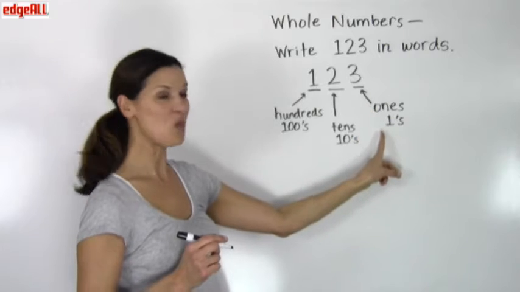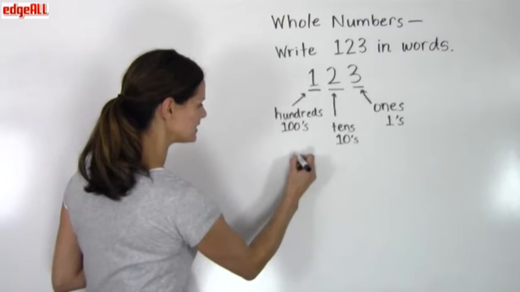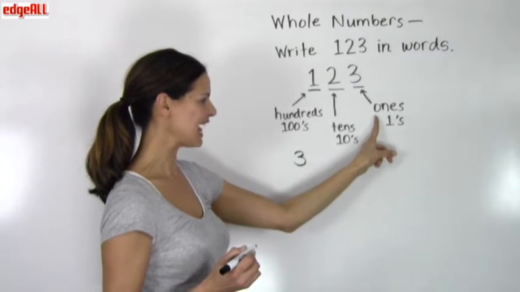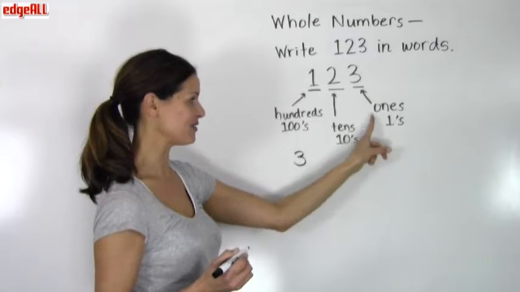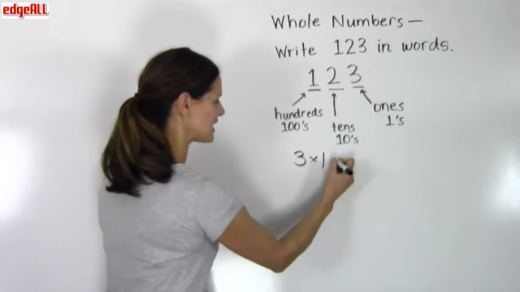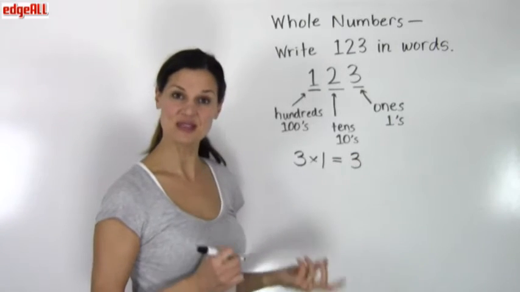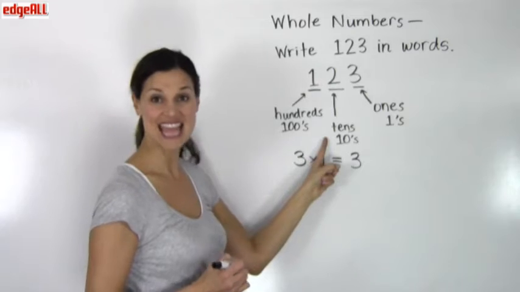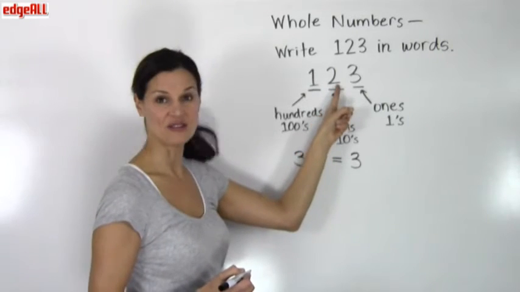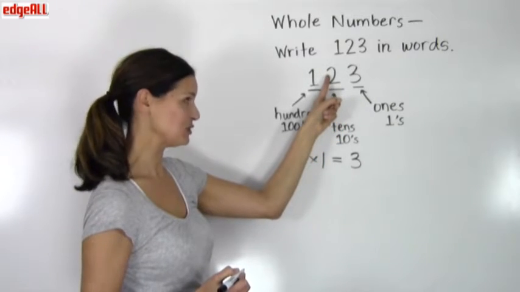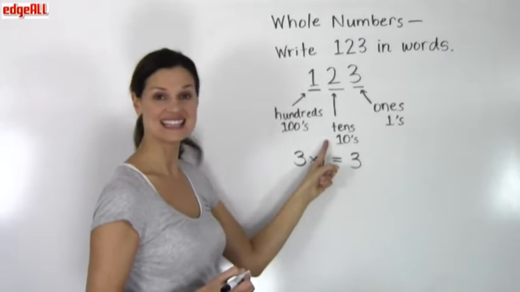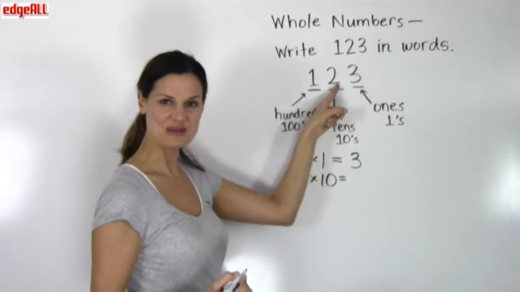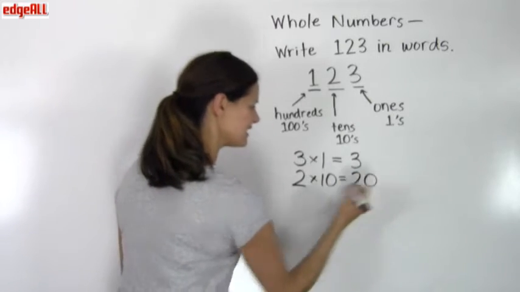Our 3 is in the ones place. And so in order to find the value of our 3, we take the face value of our digit here, and we multiply it by 1, which is its place value in the ones place. So the actual value of this 3 is 3 times 1, which equals 3. And then we look here at our 2, and we see that our 2 is in the tens place. And so to find the value of our 2, we multiply the 2 by 10. And the value of this 2 is actually then 2 times 10 equals 20.